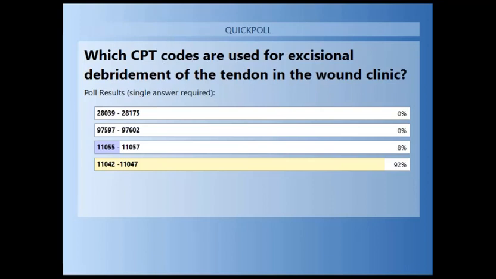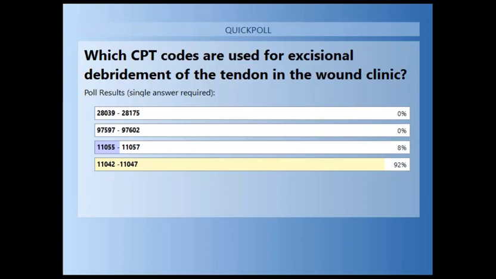Sharon, and Christy, since the answers kind of rolled in a little slow, I think we have some hesitancy here. We've got only 8% who feel the third choice is correct, the 11055 to 11057. And we have the majority at 92% saying it's the last one, 11042 to 11047. You bet, Christy. I could sense some hesitancy on this one.